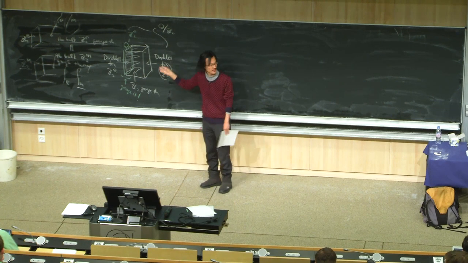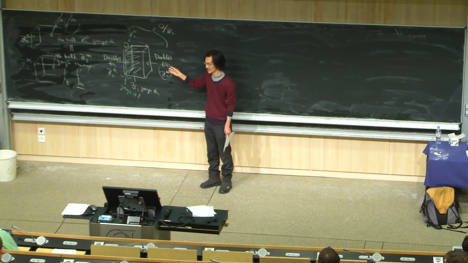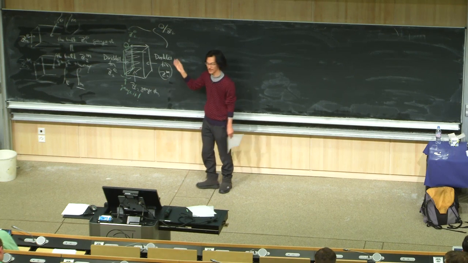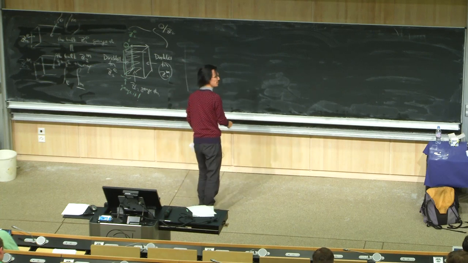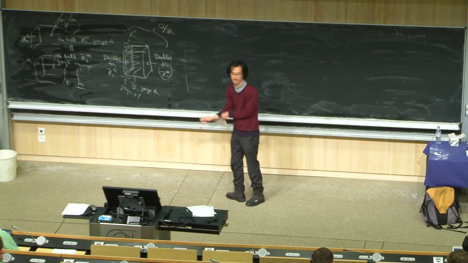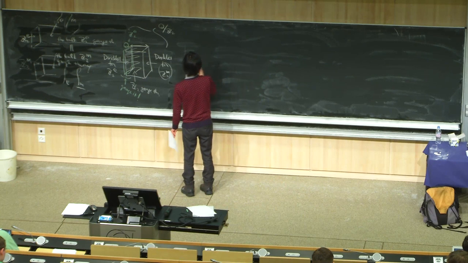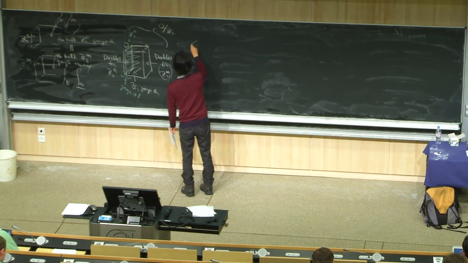Here, I'm just discussing an extremely toy version of this duality wall associated to topological gauge theory. So let me show that this indeed gives you the right transformation rule. How do we analyze that?